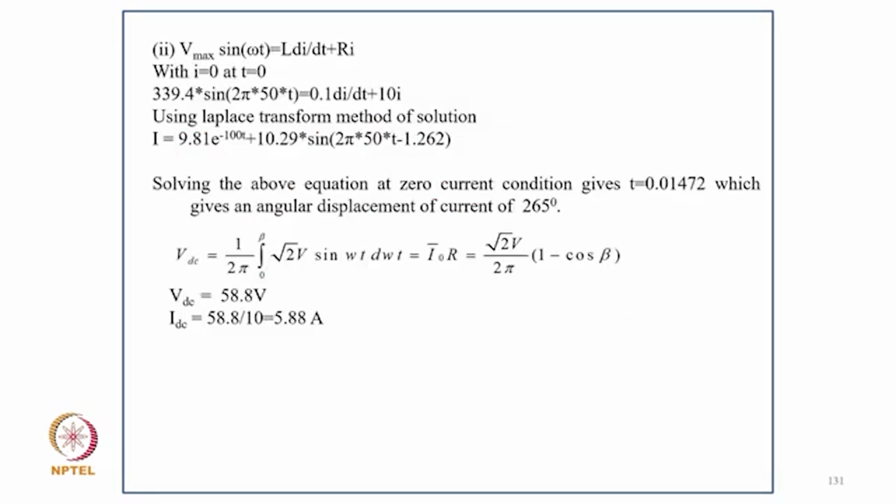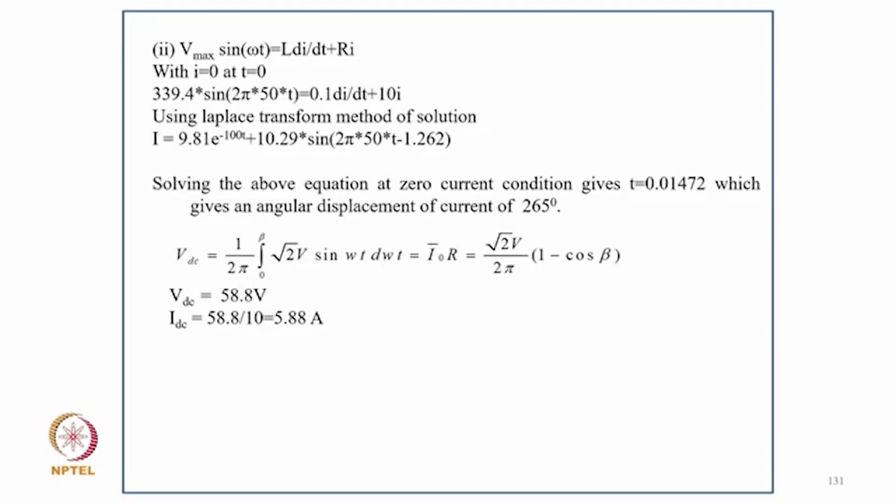And in the second case for the RL load, Vmax sin omega t equal to L di by dt plus Ri, for i equal to 0 at t equal to 0. So putting in the typical values, 339.4 sin 2 pi 50 t equal to 0.1 di by dt plus 10 i. So using Laplace transform, it becomes i equal to 9.81 e to power minus 100 t plus 10.29 sin of 2 pi into 50 t minus 1.262.